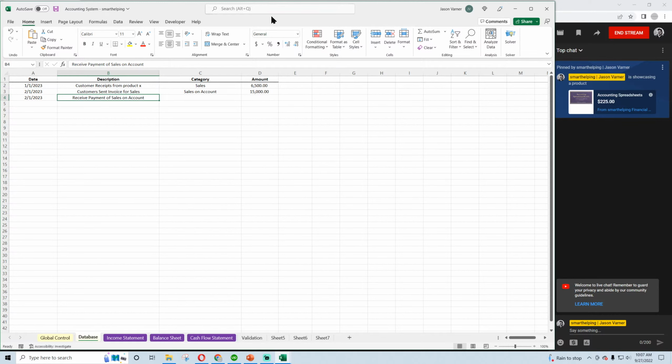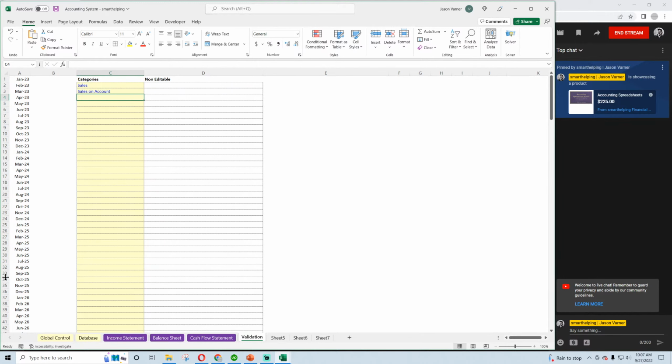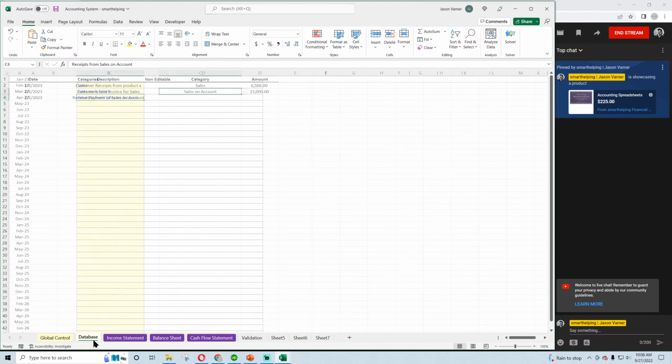But the point is, we have sales, sales on account, and then we have to put, let's see, what's the best label for receiving payments? Let's see, what do we want to call this? Because these are going to be how we identify how this moves through all the financial statements. So sales, sales on account, receipts from sales on account. I guess that's as clear as I could make it.